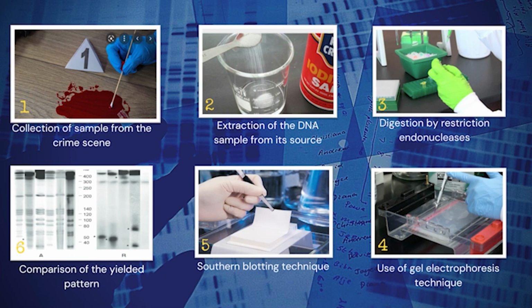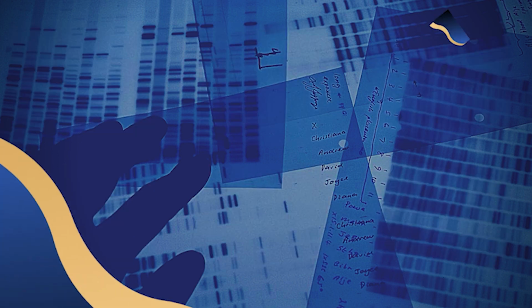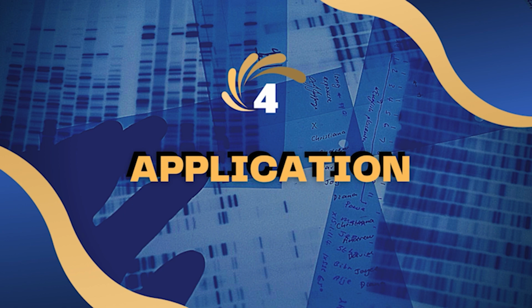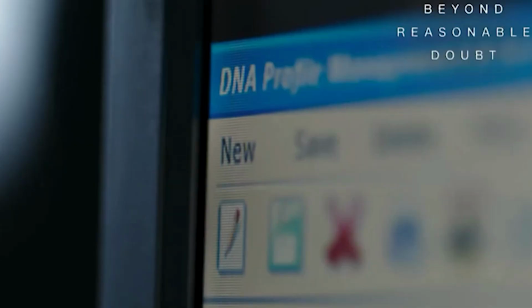Proceeding to the final step, we have matching. Through the process, we can now view the DNA band pattern and match it with another DNA pattern. Usually, the FBI uses the CODIS system which analyzes repeated sequences of nucleotides in 13 loci of the chromosome.